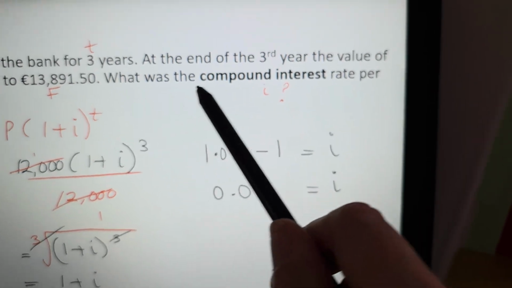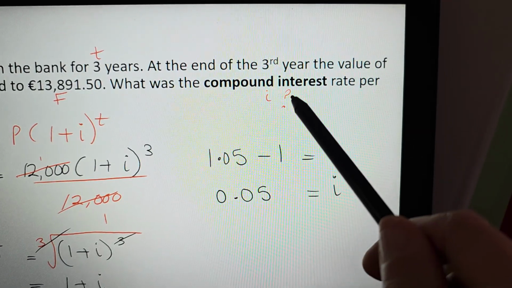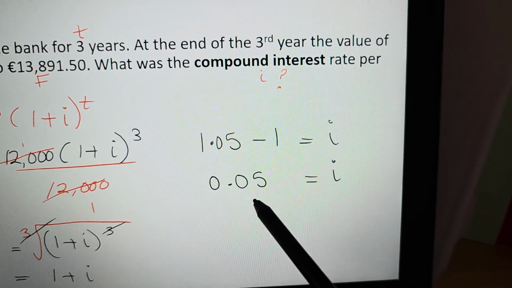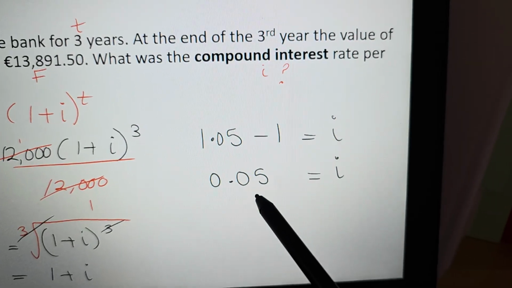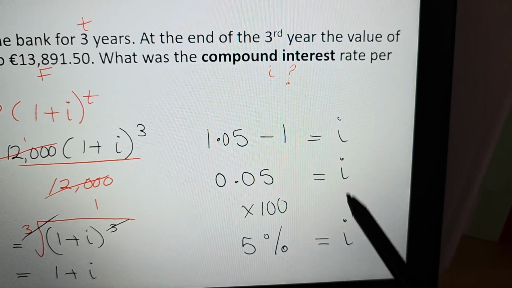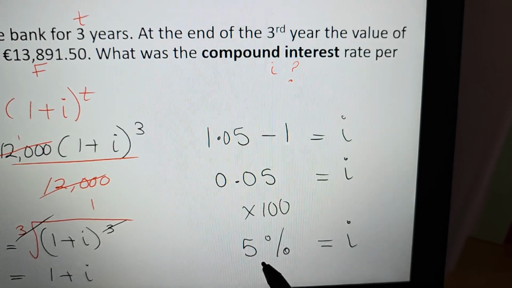But when they asked what was the compound interest rate per annum, that means they want a percentage. I have it as a decimal. To turn anything into a percentage, you just multiply that by 100. And that will give you 5%. So my compound interest rate per annum must have been 5%.